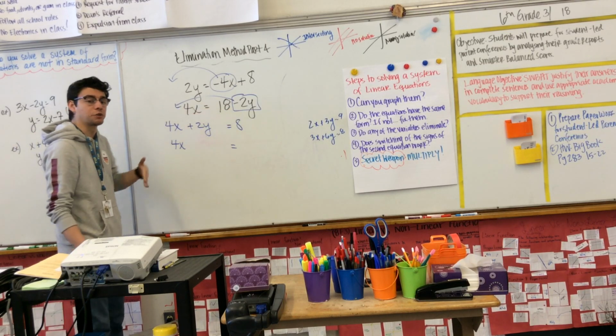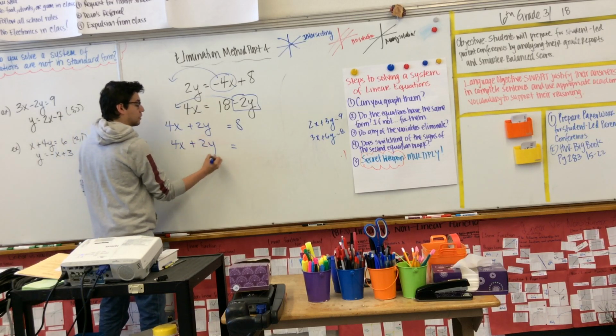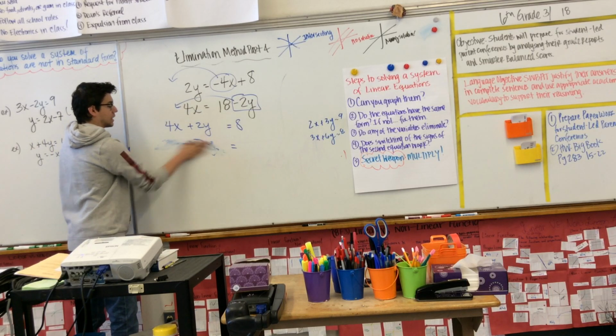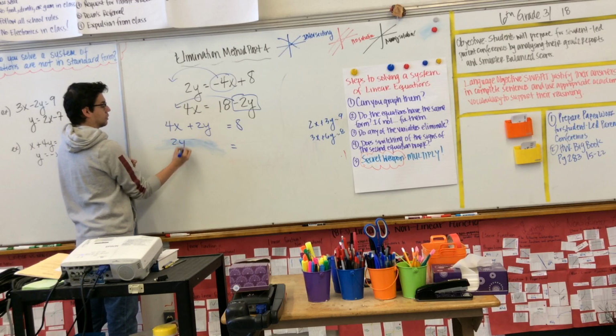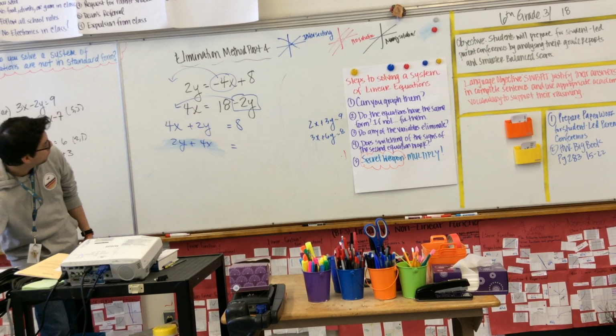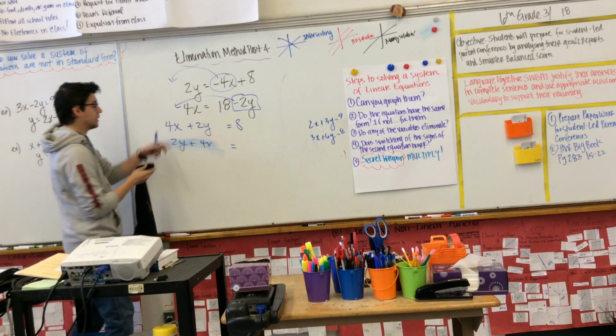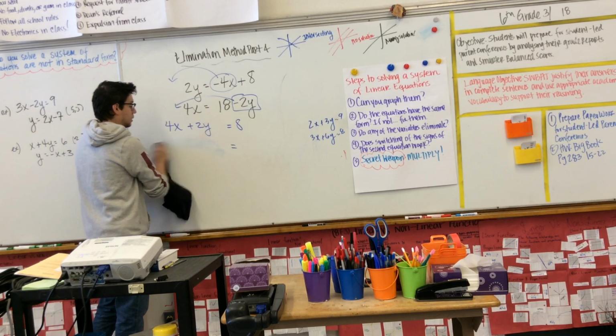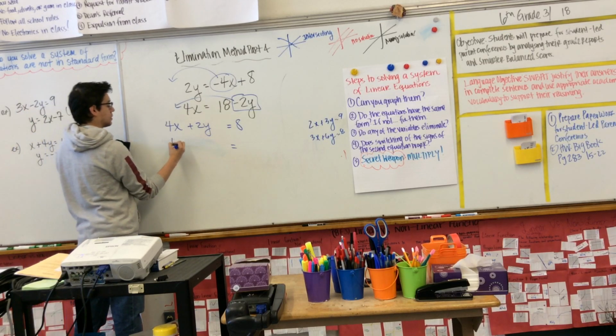But you have to put it under the y's. They all have to line up. You cannot do this. Please do not do this. 2y, 4x. That's wrong. That's way off. Horrible mistake. They need to line up. Same variables go together.